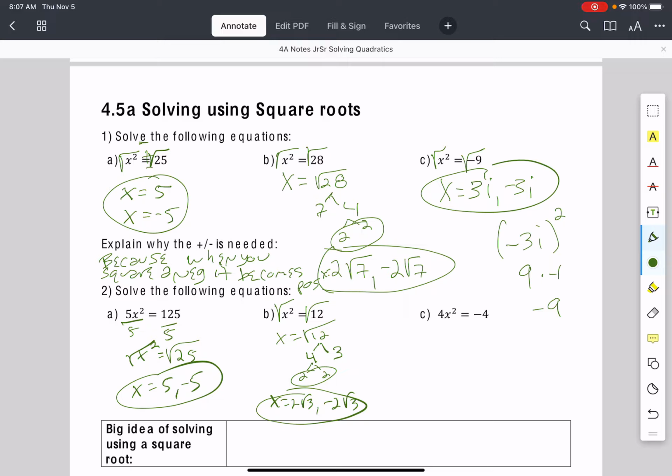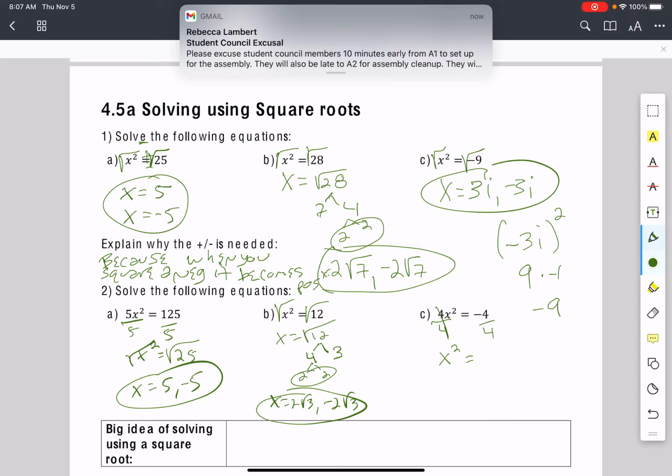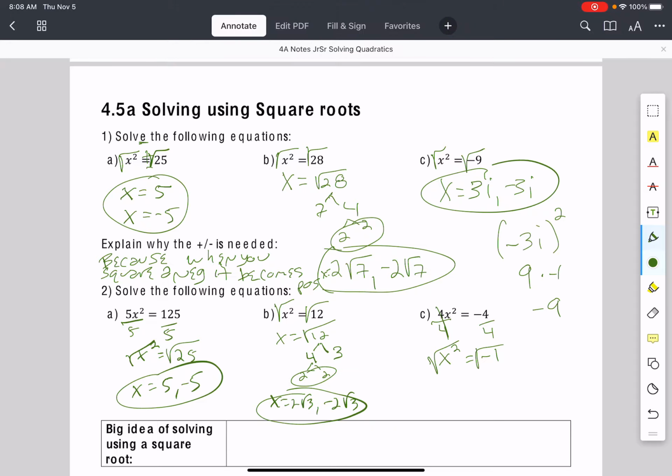Okay, let's stop here. Are there any questions? No? Okay, am I ready to square root on C? Divide both sides by 4 first. Good. So x squared equals what? Negative 1. Now I can square root both sides. How does the square root of negative 1 simplify? i. Good. So x equals i and negative i.